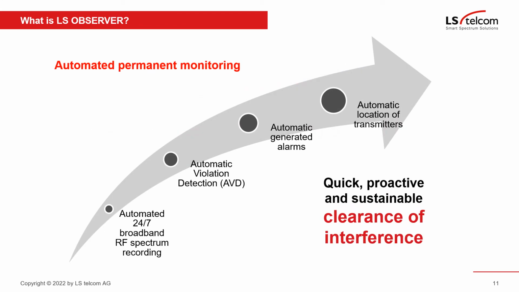LS Observer is highly automated. Our monitoring units can permanently record the entire spectrum of interest on their local storage. All units include a large local storage before you need a backup. They can automatically perform AVD. By this, alarms are triggered and then the alarm source can be localized. For example, in the case of interference, where does the interference come from, to be able to immediately react to it.